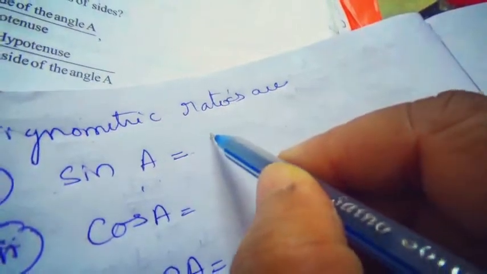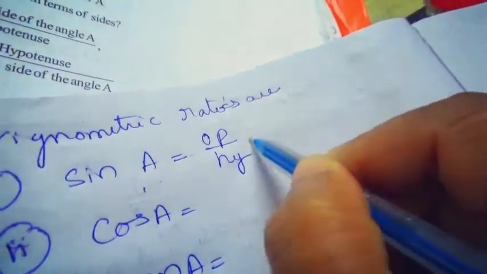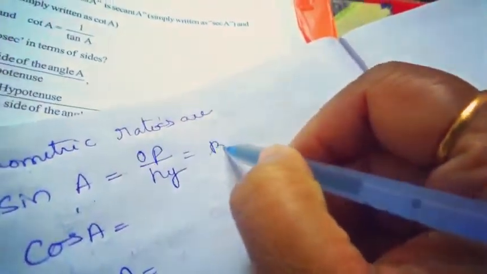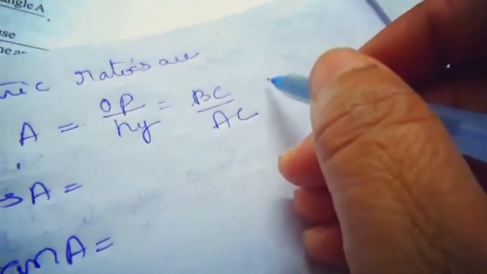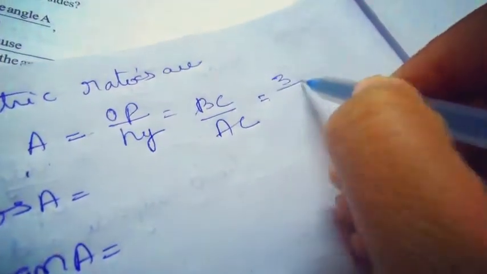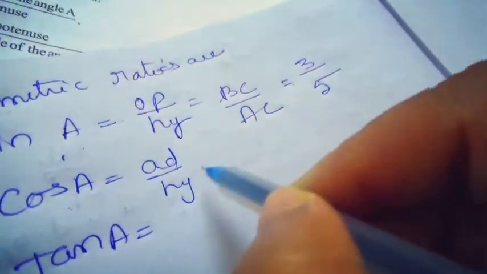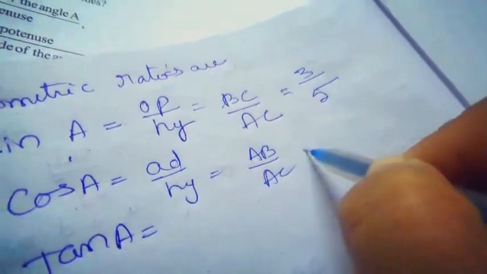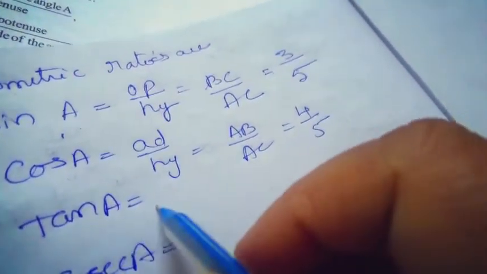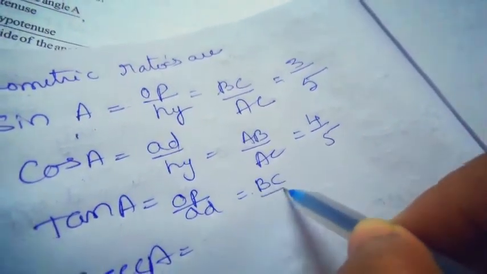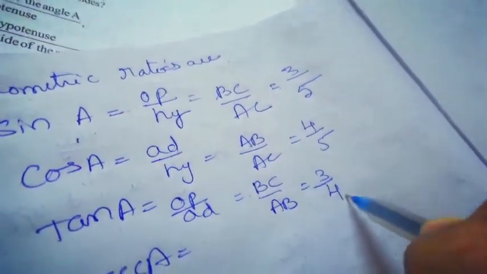What is the sin A value? That is the length of the opposite side by hypotenuse. According to this A, the opposite side is BC, so BC by AC. BC is 3 and AC is 5, so sin A is 3 by 5. Cos is the adjacent side by hypotenuse, AB by AC, that is 4 by 5. Tangent is the opposite side by adjacent side, BC by AB, that is 3 by 4. Already given.